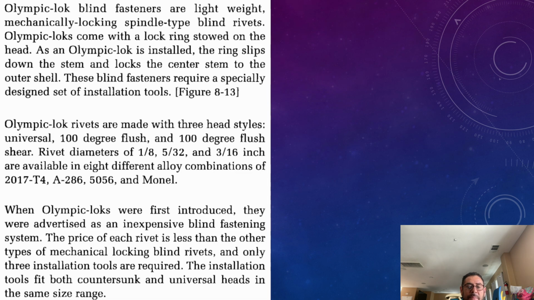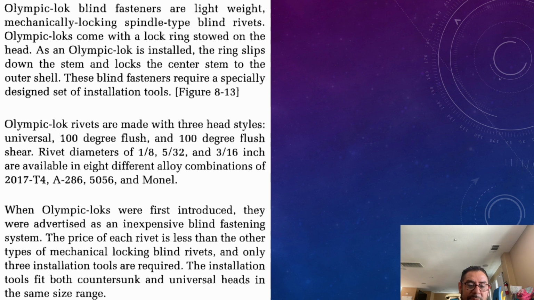Now, the Olympic lock blind fasteners are lightweight, mechanically locking spindle type blind rivets. Olympic locks come with a lock ring stowed on the head. As an Olympic lock is installed, the ring slips down the stem and locks the center of the stem to the outer shell. These blind fasteners require a specially designed set of installation tools.